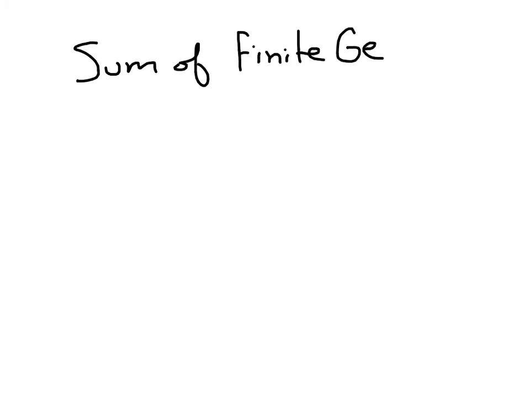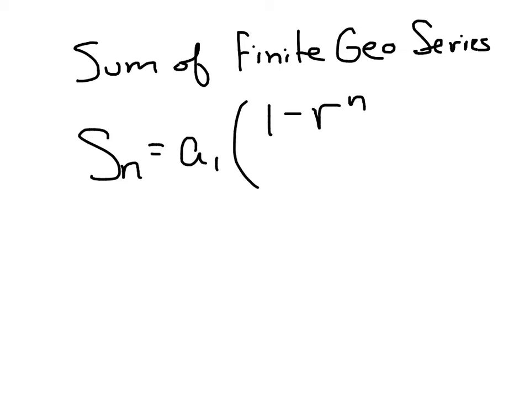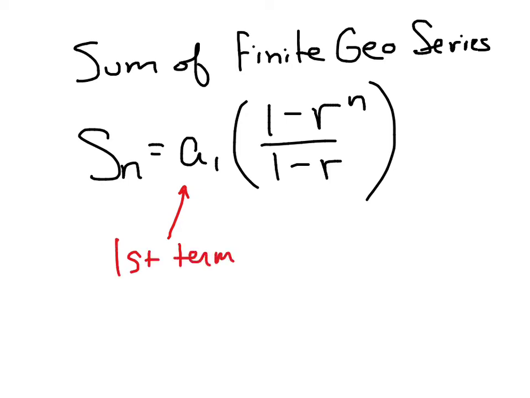Okay, so the sum of a finite geometric series is done by taking S of n equals a1, 1 minus r to the n, over 1 minus r. And just to point out what everything is, a1 is the first term in your sequence. R stands for the rate or ratio. Okay, so the ratio is in two different spots, that common ratio.